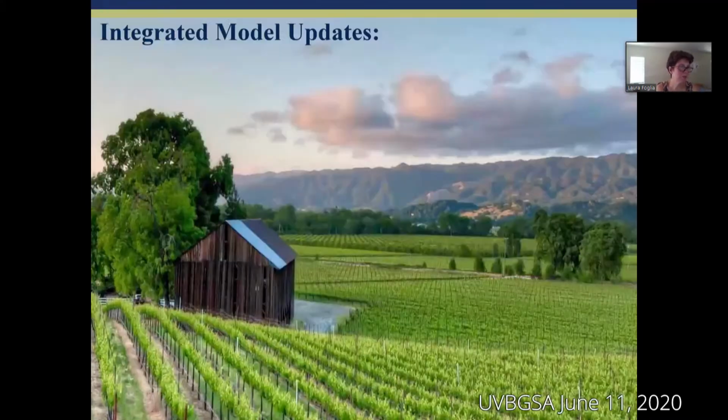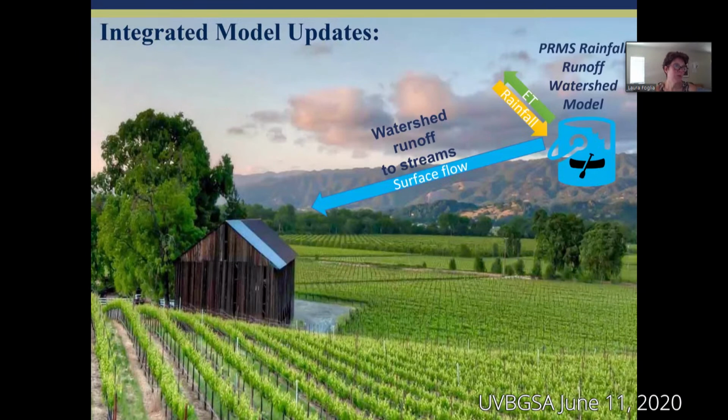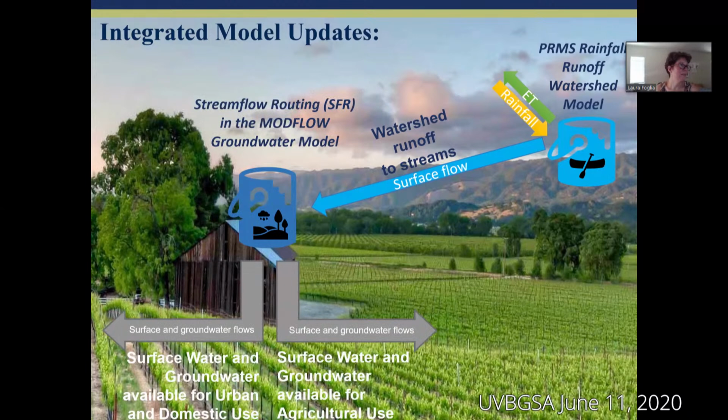In terms of the update of the model, you remember that we showed you this picture quite a few times, and this is just to remind you, and also to tell you that now all these pieces are there, and we finally have a tool that we can use for running scenarios and making predictions. We developed a watershed model that is representing rainfall and runoff, which is much larger than the Ukiah Valley groundwater basin, and we connect this model to the subsurface through what we call the stream flow routing package. This stream flow routing is the one that is helping us represent all the streams in the valley.